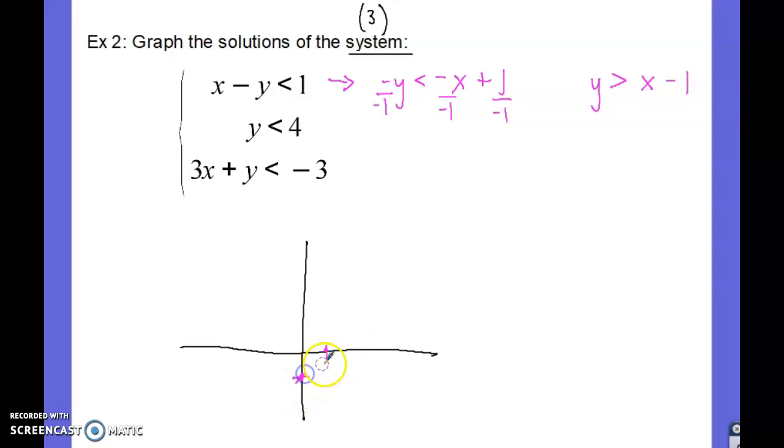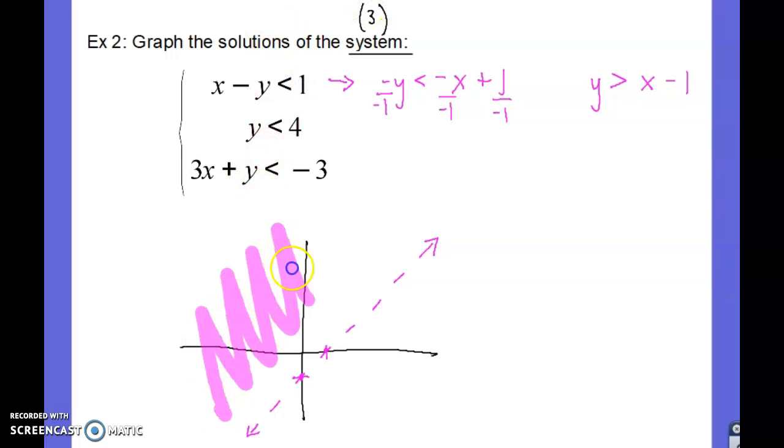And as a reminder, it's a dashed line when it is not equal to. But where do you want to shade? Above, because of the greater than. And hopefully all of those reminders are coming back to you. So shade above. Now let's look at the next one.